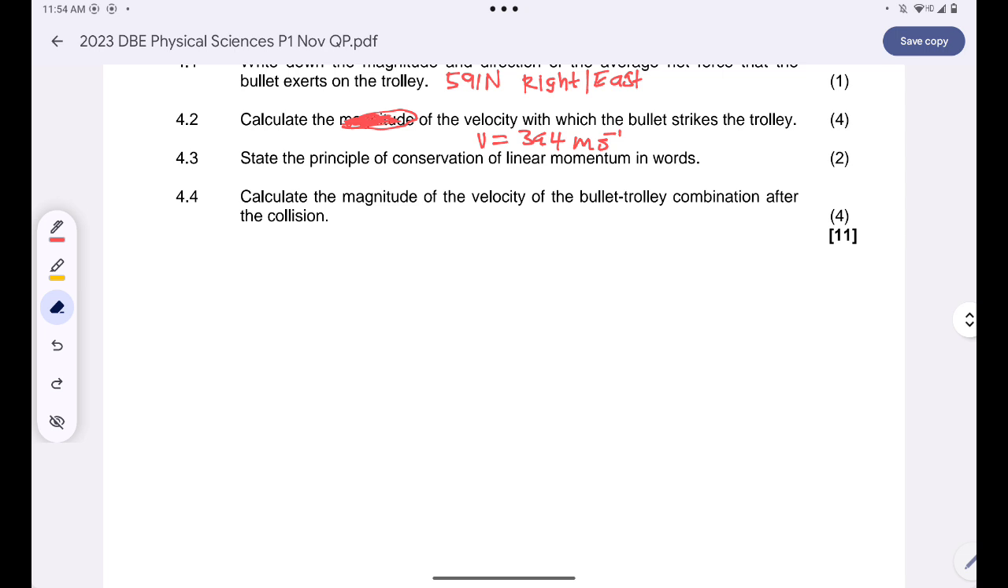Okay, then 4.4, we are being asked to calculate the magnitude of the velocity of the bullet trolley combination after collision. Since momentum is conserved, it simply means that the sum of the momenta before collision is equal to the sum of the momenta after collision. So it will be the mass of object A multiplied by the velocity of object A plus the mass of object B multiplied by the velocity of object B.